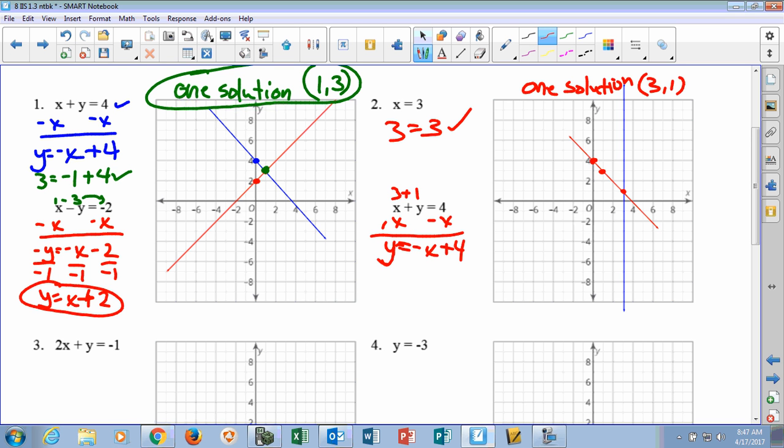Why do you check it? Because let's say I was a little off and I said, oh, it's 3, 0. Well, it would work for here, right? But it would not work for here, would it? That's why you check it. Don't just take for granted that you found the right answer. Check it to be sure.